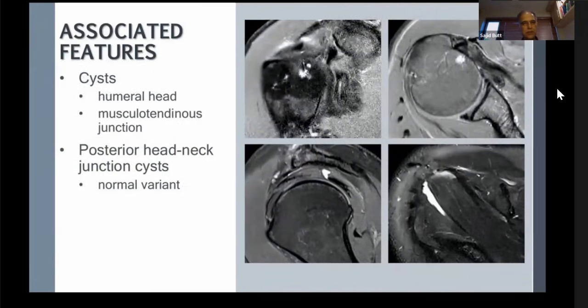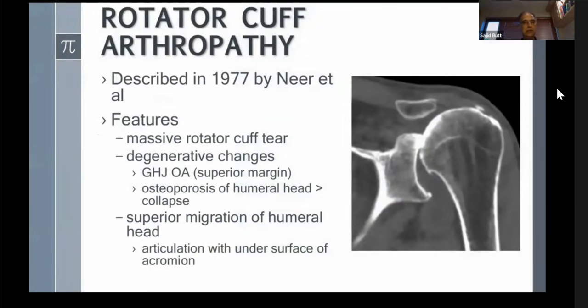You can get to see little cysts at the sites of the attachment of the tendinopathic tendons and the partial and full thickness tears. And if you see those, they are like a telltale sign that something's not right. But a word of caution, at the posterior head and neck junction of the humerus, you can get these little cysts as a normal variant, so don't call them. But if you see them at the front and there are other associated findings, then you can call it.